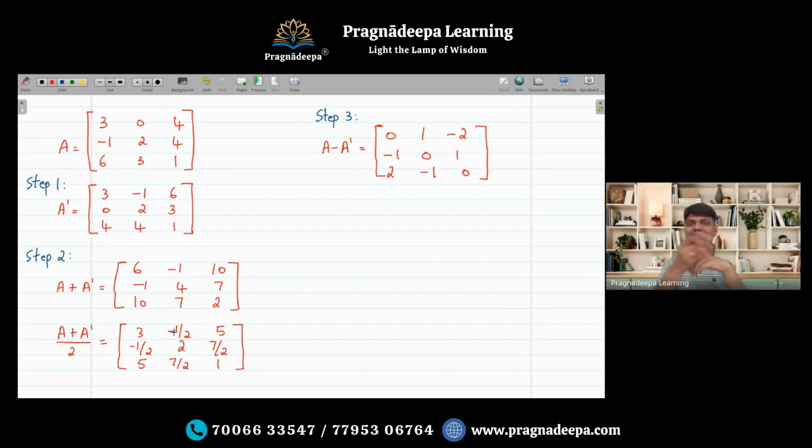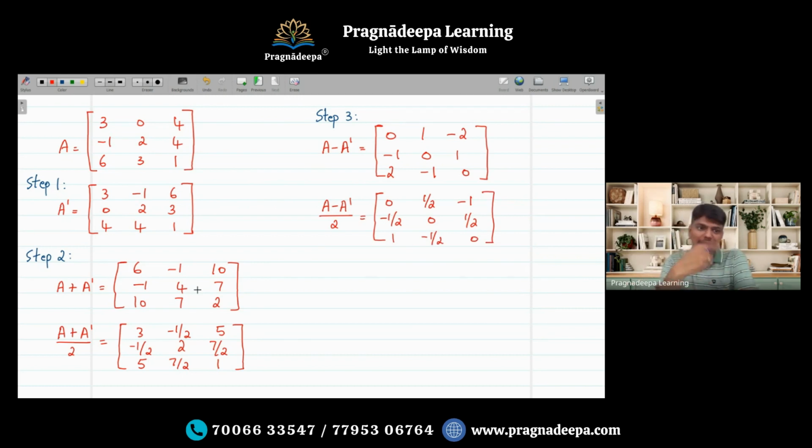Skew-symmetric. Very good. Does a skew-symmetric matrix come? So what happens if we do A minus A dash by 2? It is still a skew-symmetric matrix: 0, half, -1; -1 by 2, 0, plus 1 by 2; 1, minus 1 by 2, 0. Correct? So now did you understand, students, how to construct a symmetric matrix and skew-symmetric matrix?